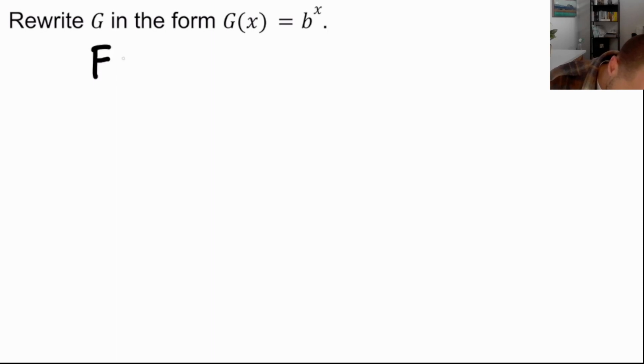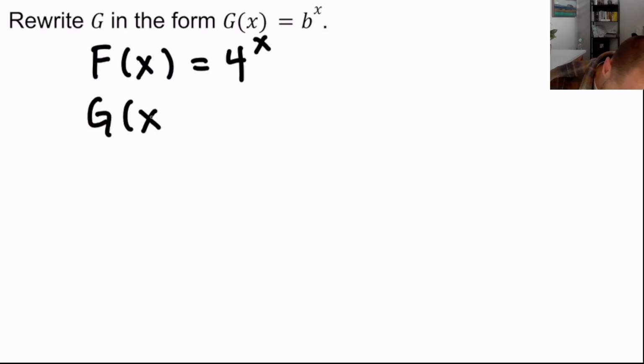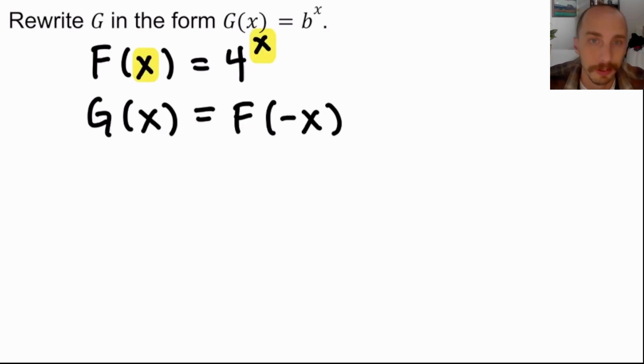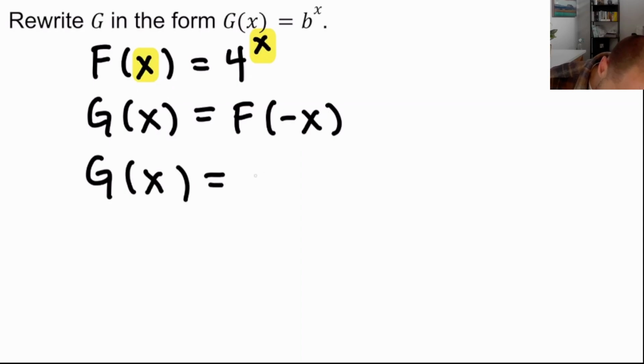All right, so I'm going to kind of just copy what I've got in here. F is 4 to the x. G of x is equal to f of negative x. So wherever I'm seeing x in the formula for f, I'm going to be replacing it with negative x. So that means that g of x is going to equal 4 to the negative x. And there we go. Wait, that's not b to the x, that's b to the negative x.